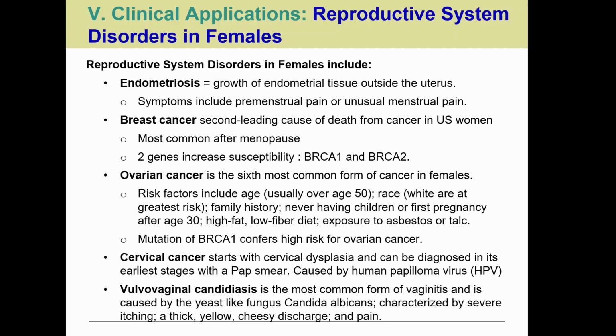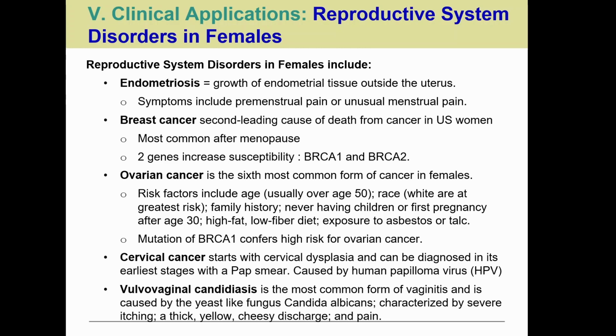Ovarian cancer is also very common in females. This is going to be cancer of the ovaries. The risk factors include age, race, so people who are older, people who are white, people who have a family history, who have never had children, or their first pregnancy was after age 30, are at a higher risk of ovarian cancer. A high fat, low fiber diet, and then exposure to things like talc, asbestos, things of that nature. Ovarian cancer risk also goes up if you have the BRCA1 gene as well. So not only if you have BRCA1 should you be getting checked for breast cancer, you should also be on top of ovarian cancer as well.